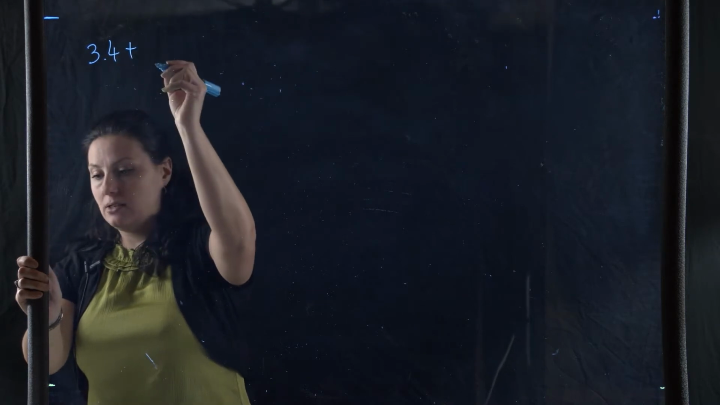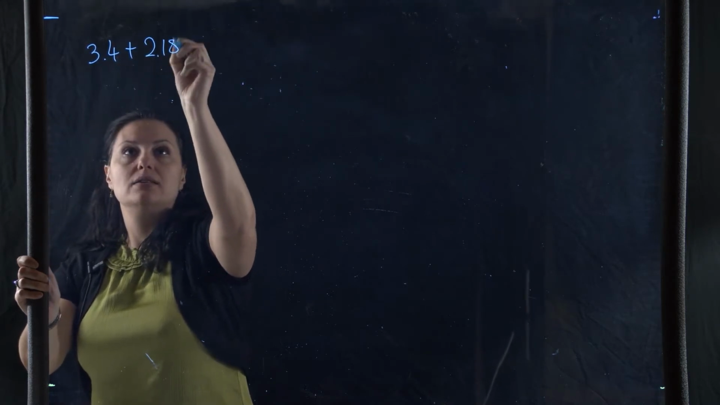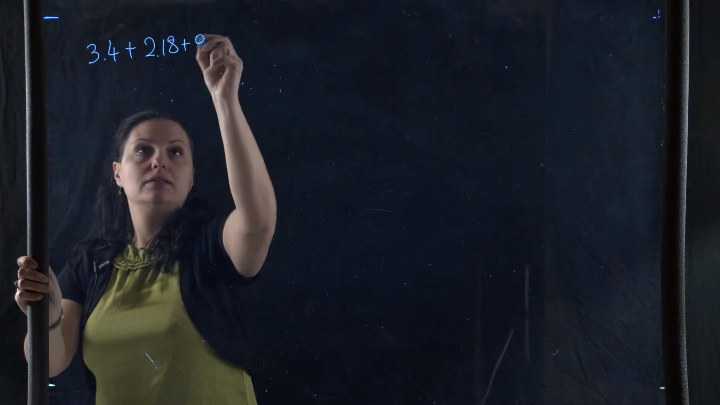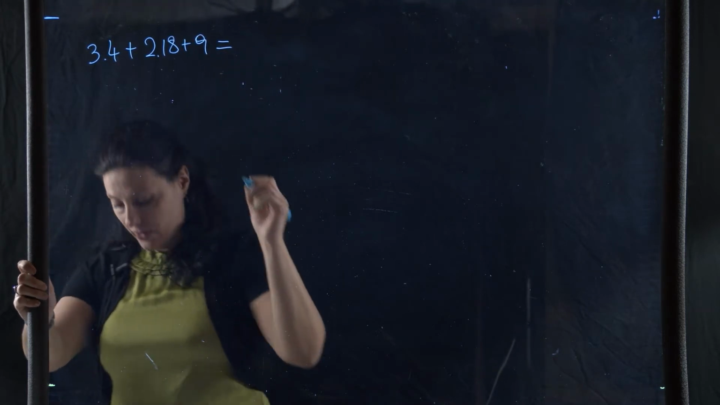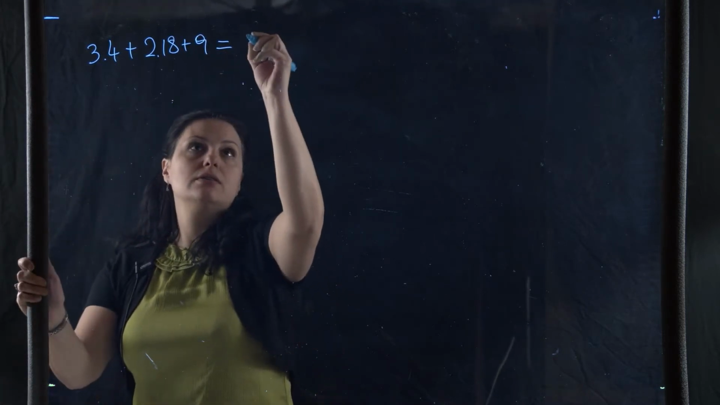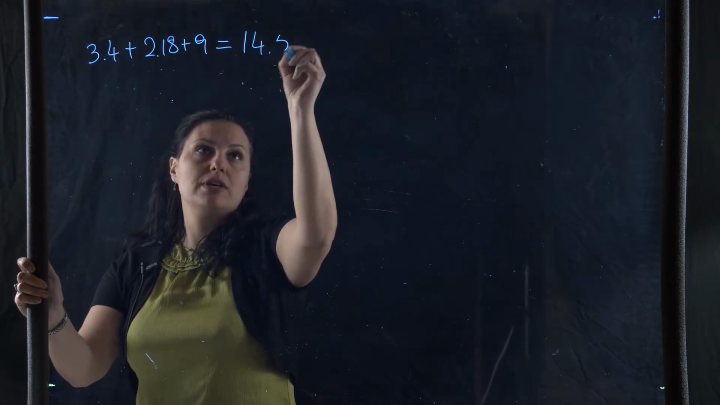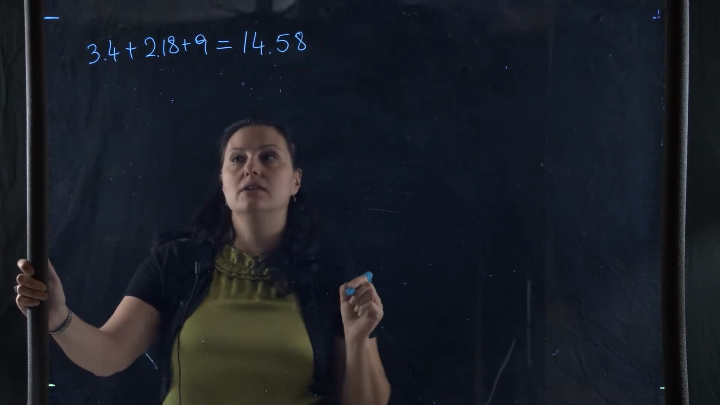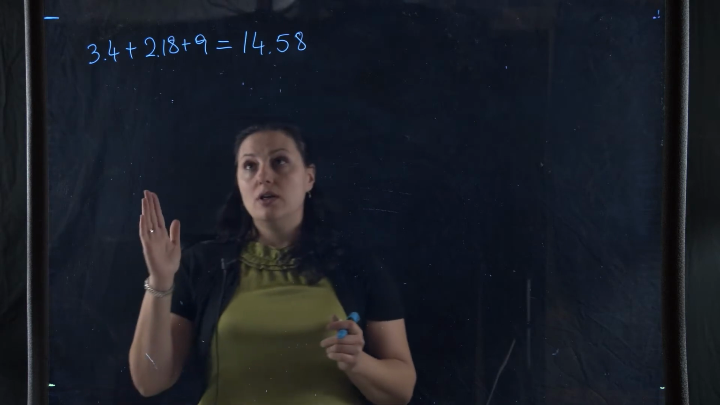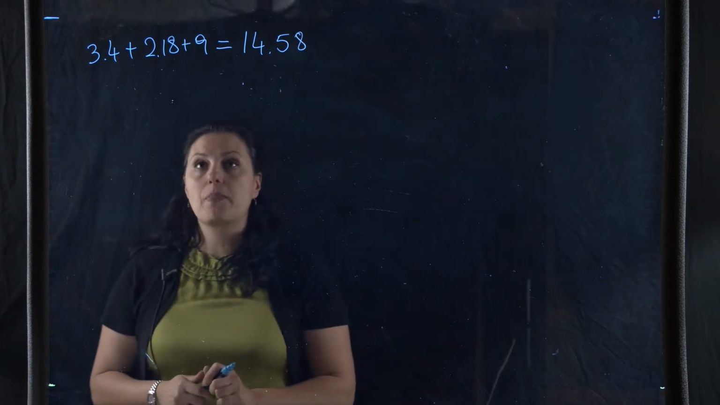Okay, let's look at the problems on slide 51. These are calculations where we have to determine the number of significant digits. Let's look at the first example. I have 3.4 plus 2.18 plus 9 is equal to... if we actually do this math, it will come out to something like 14.58. Now let's talk about the significant digits.